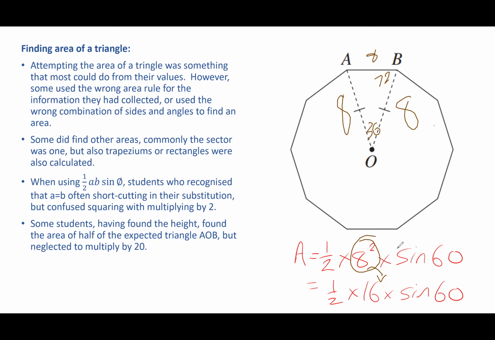And some students found the height, but when they did that, they didn't find the correct triangle. So, for example, they've come in and they've looked for this here, but then when they have found that, they're going to need to either double it and times by 10 or times by 20 to get the whole amount. Many of them just found that area and times by 10.